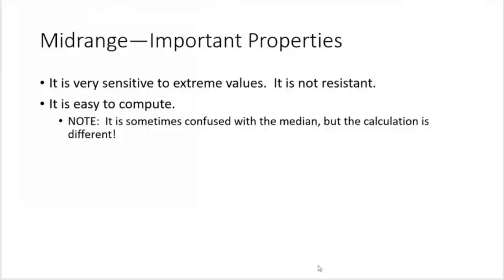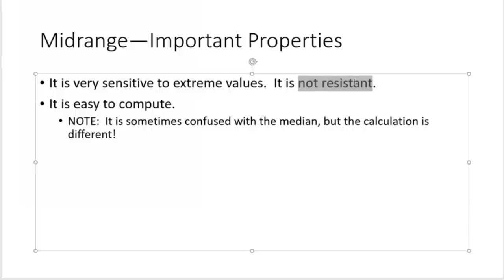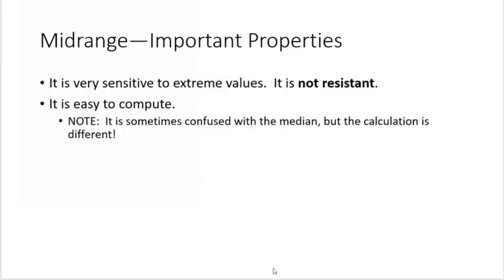It is very sensitive to extreme values, so it is not resistant. It is the most sensitive because only the extreme values are used in its computation. So if you change an extreme value, this one's going to change a lot. Now, because it has that word mid in it, sometimes people get it confused with the median, but it's not at all the same. The median is actually that middle data value. But the mid-range is just telling us what is in the middle of our entire spread of data from the highest to the lowest.